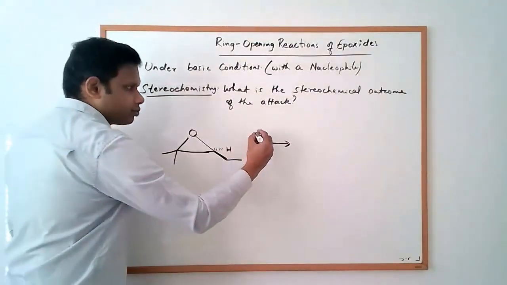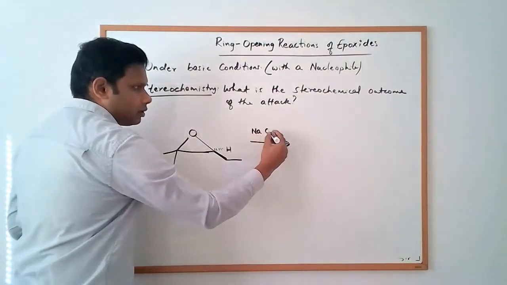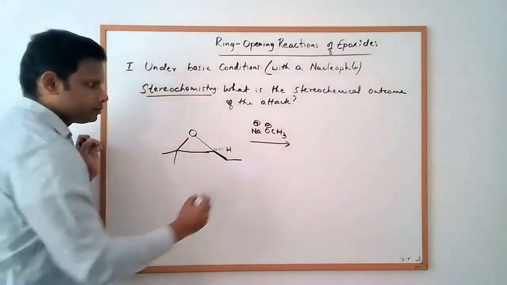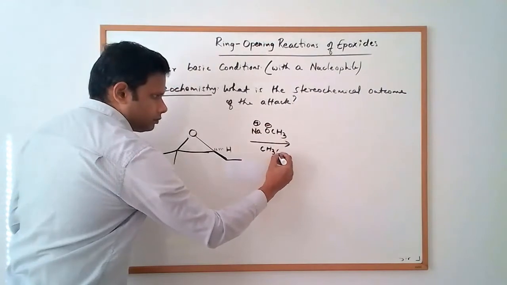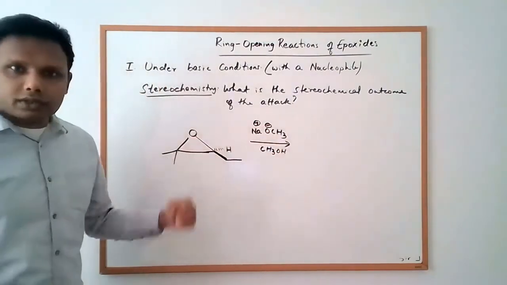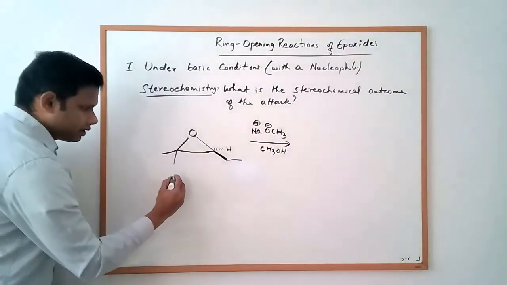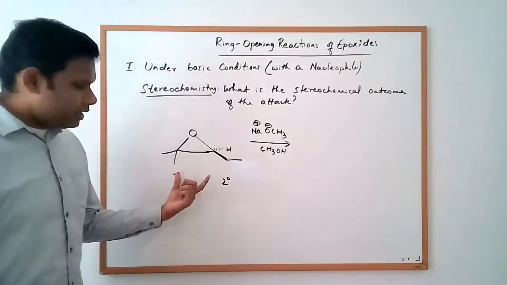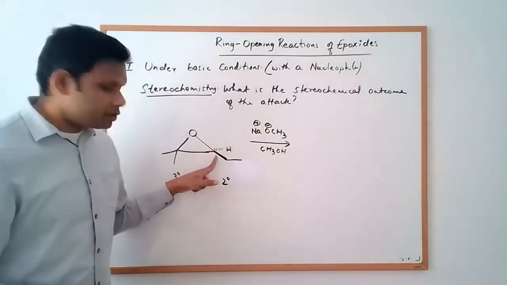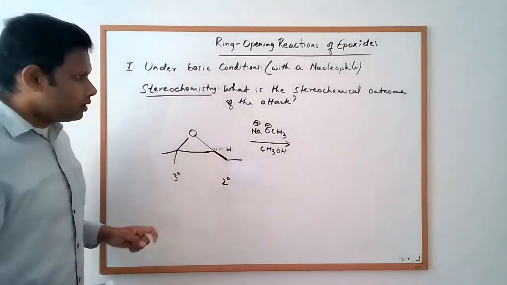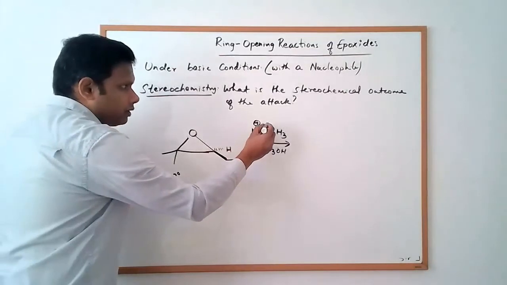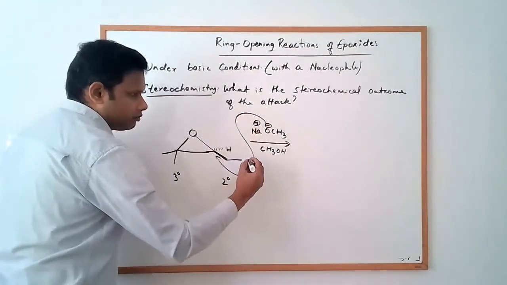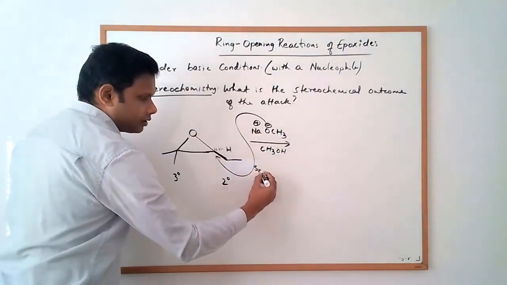Now if we consider the attack with the base, or the nucleophile, going back to the example that we were just working on, let's say this epoxide is attacked by a nucleophile, sodium methoxide and methanol. We already said that this carbon is tertiary, this carbon is secondary. So based on regiochemistry, the attack must happen on this carbon.